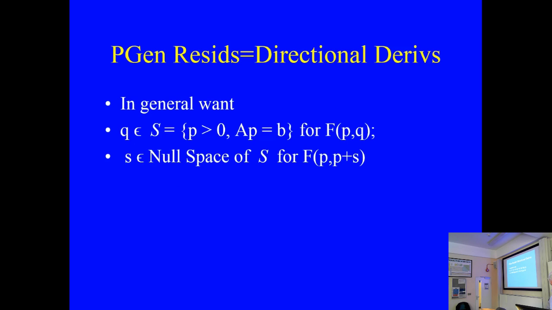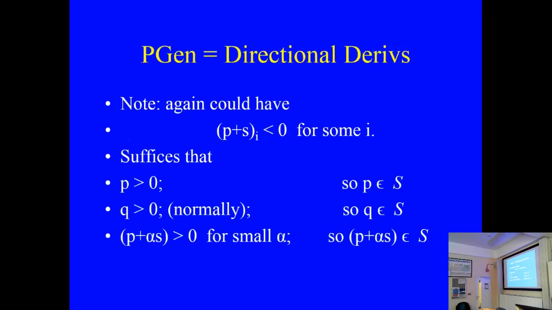In general, for this kind of development, we would want q to belong to the set, and for the definition of f(p, q), s in the null space, the vector s in the null space of the set. But again, it could be, and this will happen for some of the choices that we are going to encounter, that some of the components of p plus s could be negative, but as long as p plus alpha s is positive for small alpha, so that p plus alpha s is in our convex constraint region, as well as p and q, that is fine.